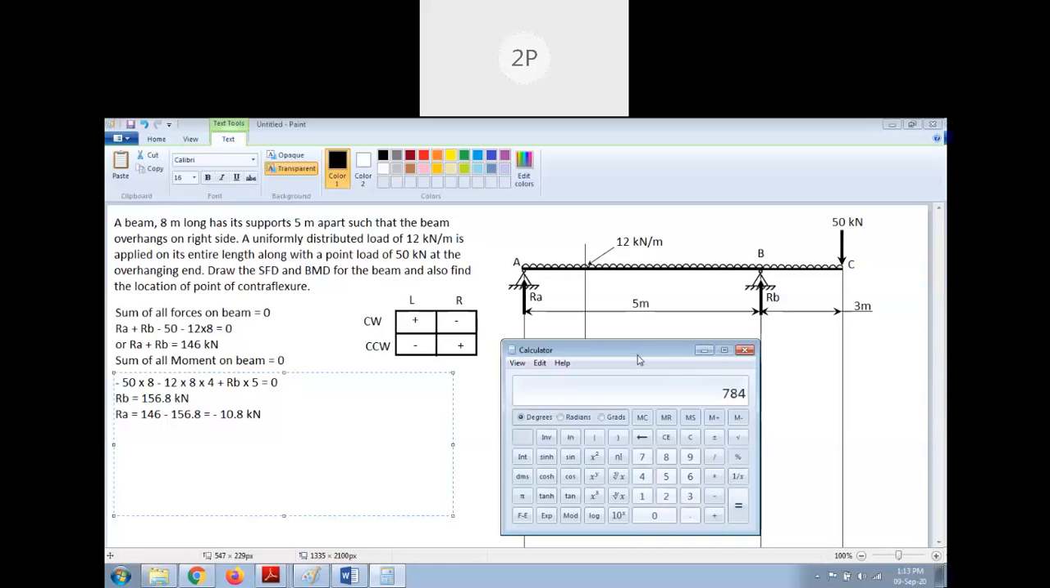So it is 4, right? 12 into 8 into 4. 12 kilonewton per meter into 8 meter. So it becomes 12 into 8 kilonewton, and that is acting at a distance of 4 meters somewhere here, right? Force into this distance. Got it? So you did this only. So this divided by 5, it is correct.